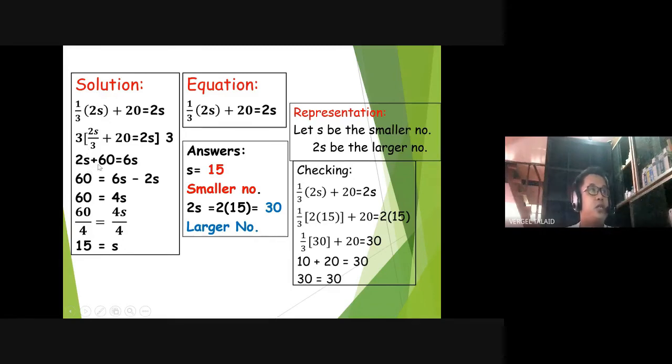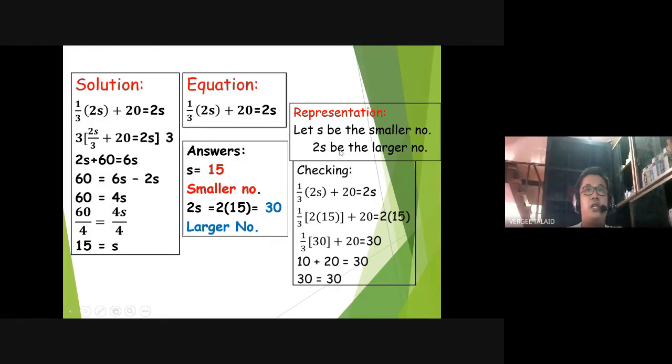So collect. This time 2S will be transposed to the right side. It is still the same if 6S is transposed to the left side, but this time it will be easier to transpose 2S to the right side. 6S minus 2S is equal to 4S. So we have the 60. Divide both sides by 4 since we have here 4S. 4S divided by 4 is S, and 60 divided by 4 is 15. So our smaller number is 15.